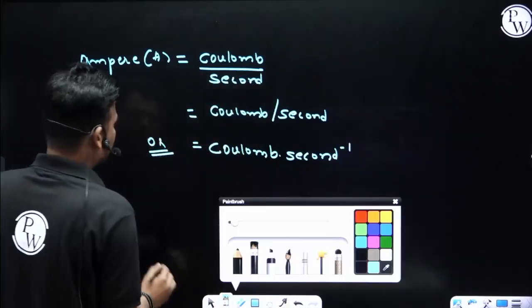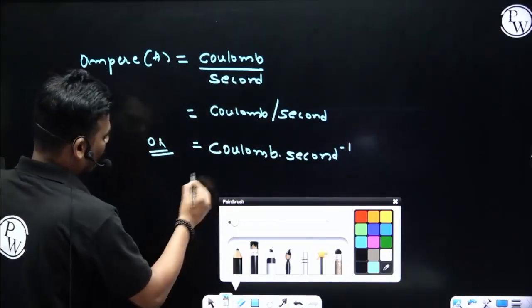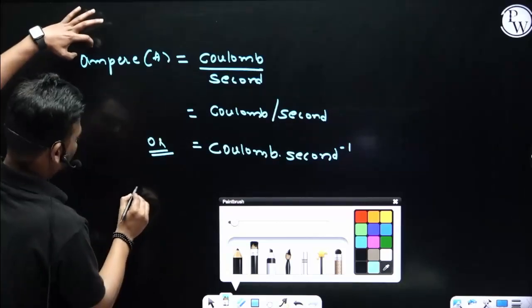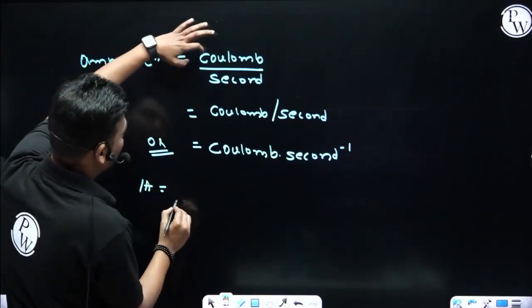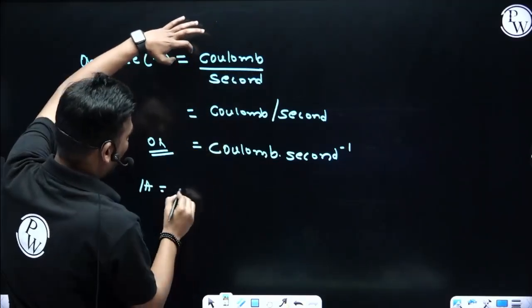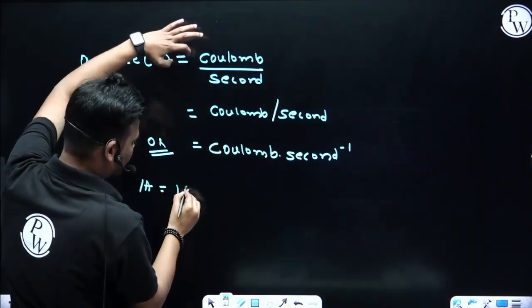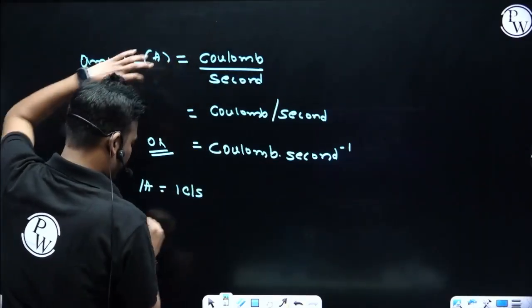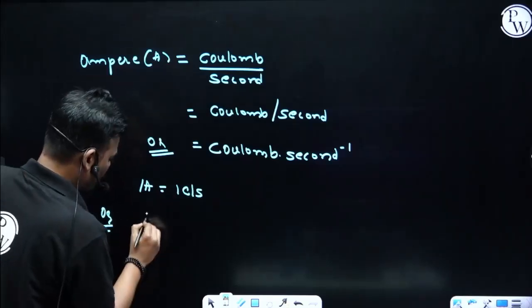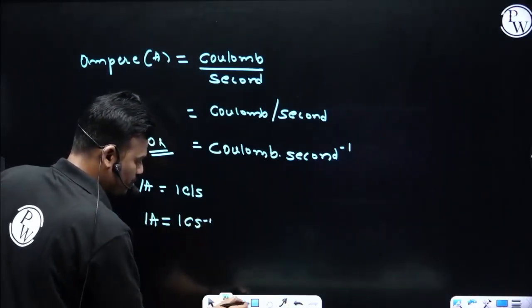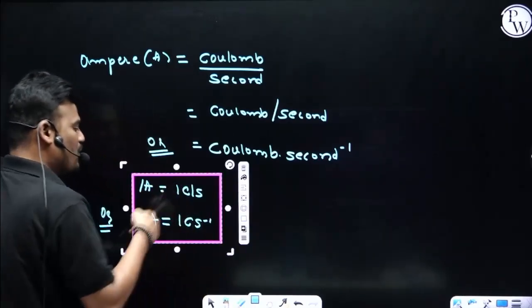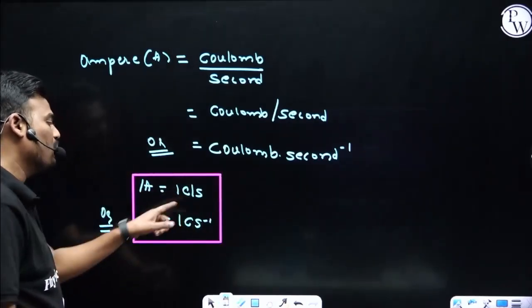Symbolically, how do you represent? So if I consider 1 ampere, what happens to this one? 1 coulomb divided by 1 second, right? So this can be written as 1 coulomb per second, or 1 ampere equals 1 coulomb per second. So you can express it by any one of the methods, you can follow any one of the methods.